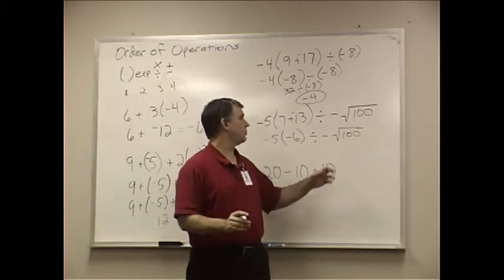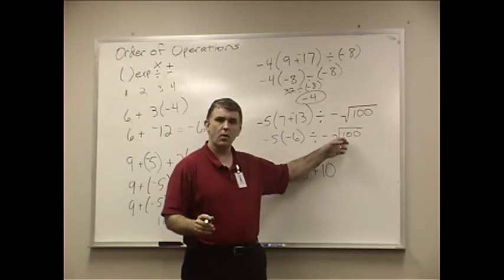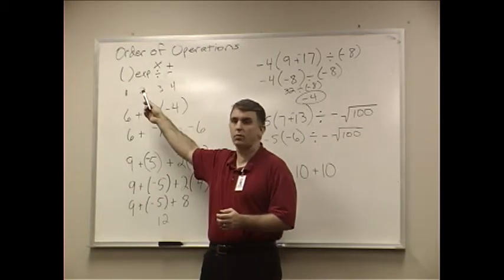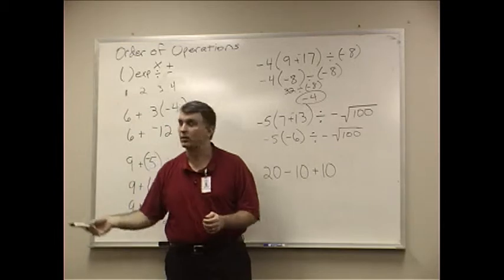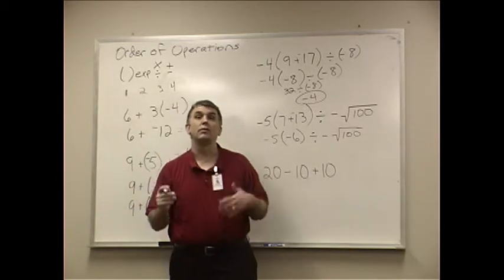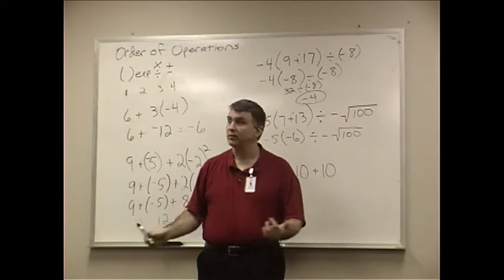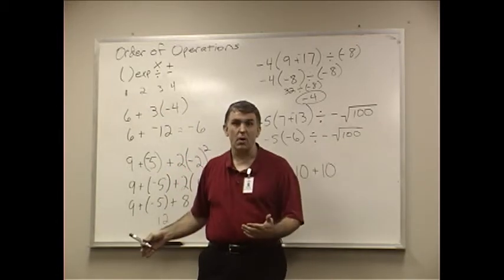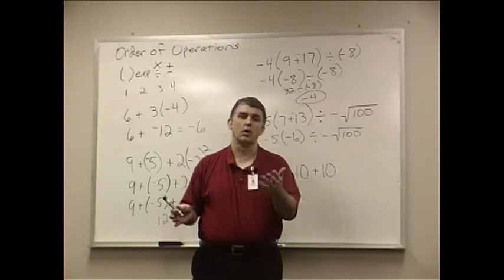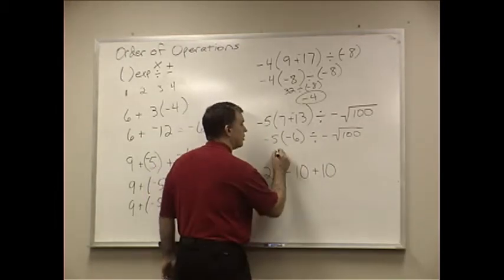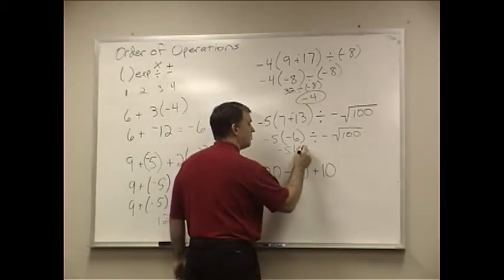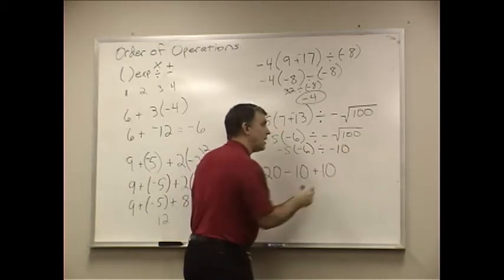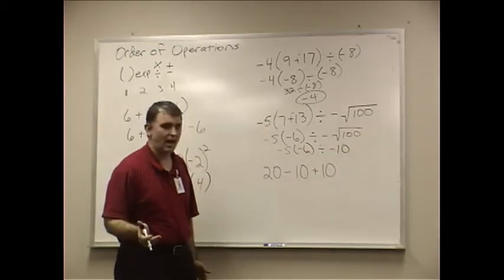Now about this point, some of you might be saying, hey, there's a square root there. It doesn't mention square roots in our order of operations. Exponents and square roots are opposites. A square root really is an exponent. It's in the same family, so we're going to do that next. So negative 5 times negative 6 divided by negative 10, because the square root of 100 is 10.